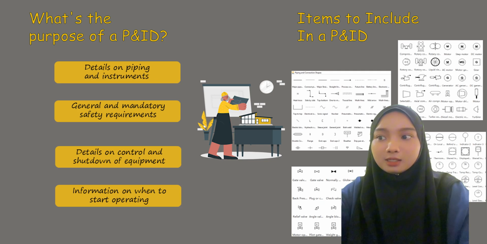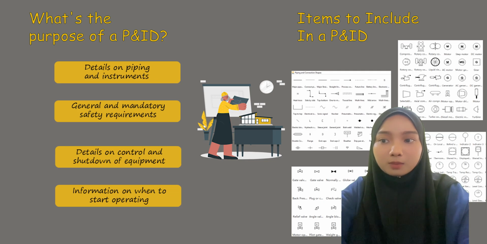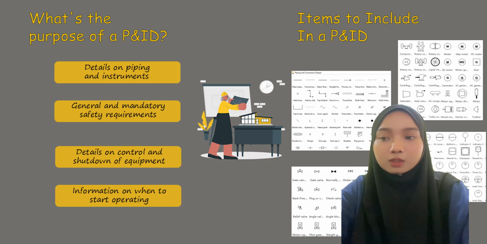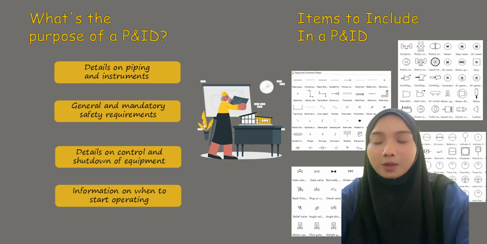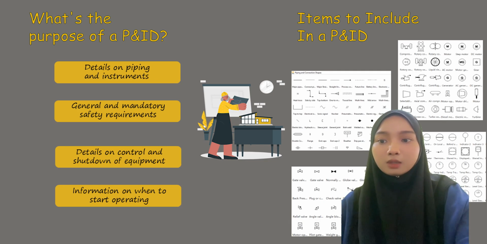A PNID is not just a random collection of symbols and lines. It is a structured diagram that includes piping details, general safety requirements, details on control and shutdown of equipment, and lastly, information on when to start operating. Firstly, piping details. These cover pipe size, types, and specifications. Instrumentation is the instruments used to measure and control variables like flow, pressure, temperature, and level.